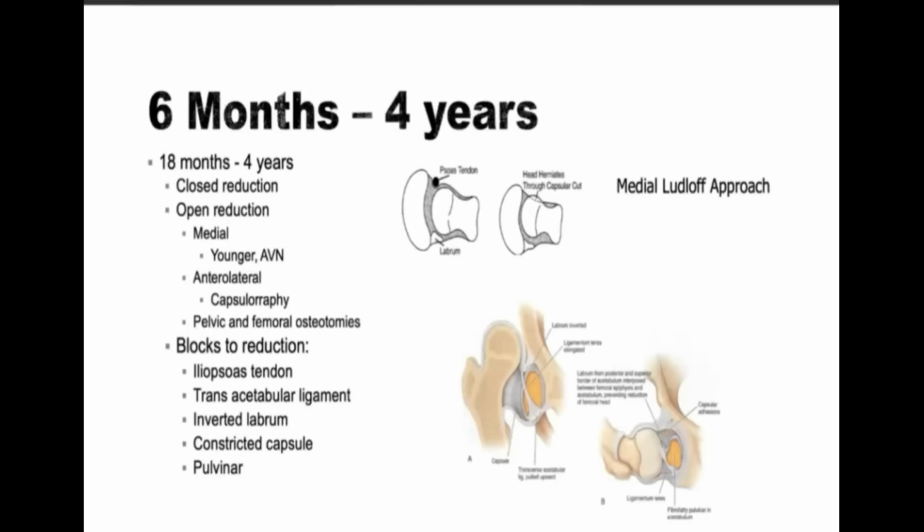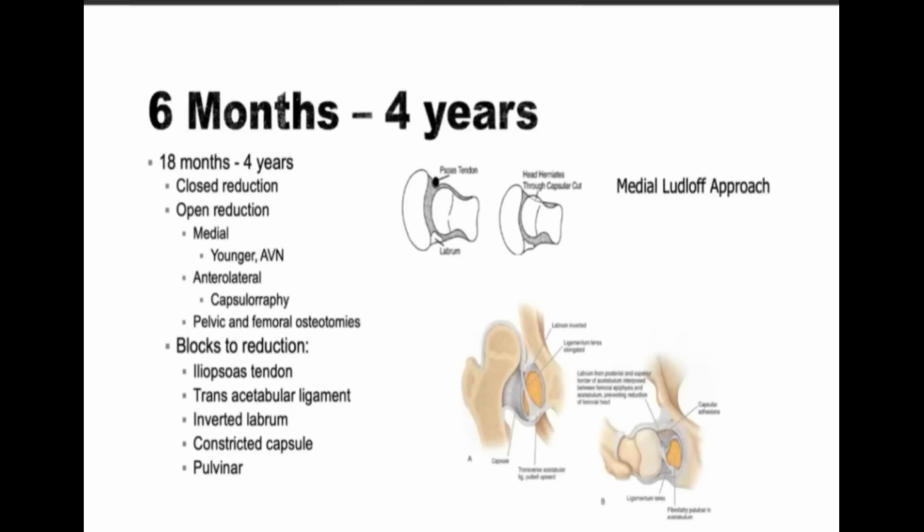So again, in the younger patients, you can go through a medial approach, which is called a Ludloff approach, and is shown in the top picture here, where you can cut the psoas and cut the capsule and allow that hip to reduce into the socket and kind of herniate through that anterior capsule. The problem with that is that there is a little bit higher incidence of avascular necrosis, probably related to disruption of the circumflex vessels that provide blood supply.